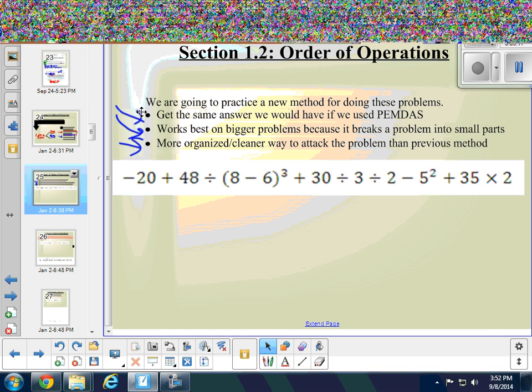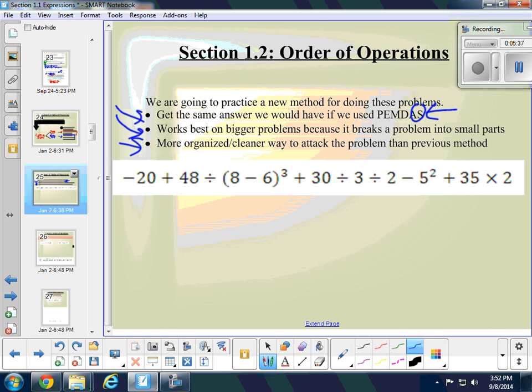Just notice how in PEMDAS, the addition and subtraction are at the very end, right? Those are usually the last two things we do. In this system, they're still going to be the last two things that we do, except we're going to break the problem apart. So for example, here's an addition sign. I circle the addition sign, and I bring it down a little ways to give myself some room to work, but also to visually show I'm breaking this problem apart into different little groups.